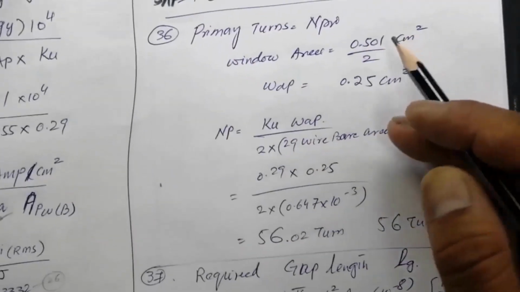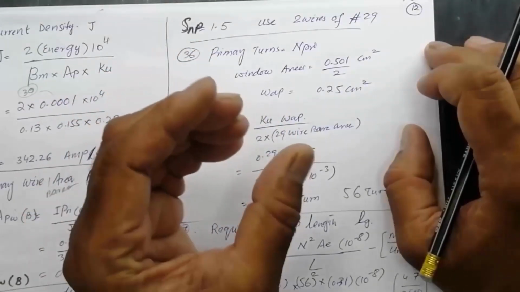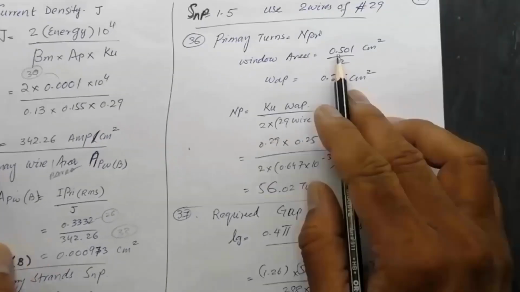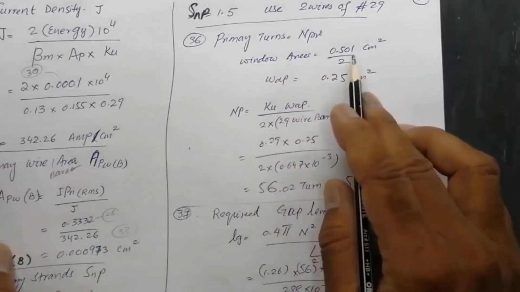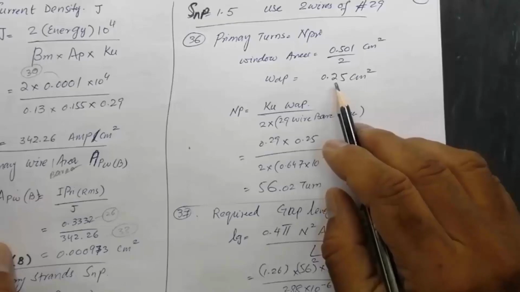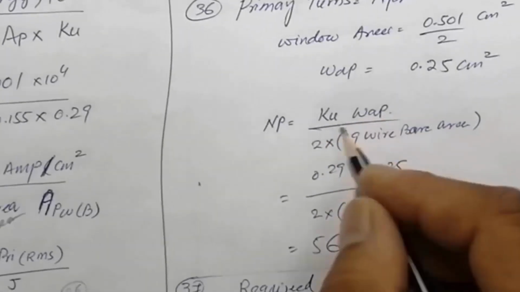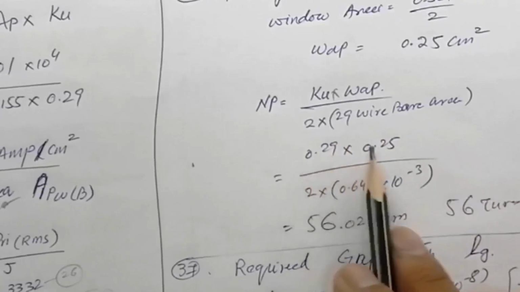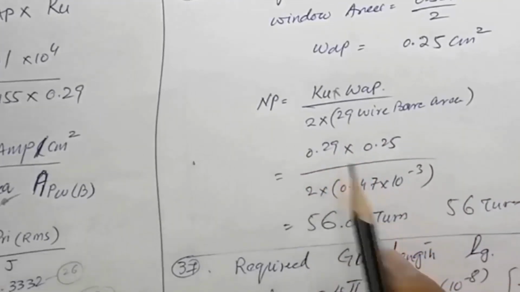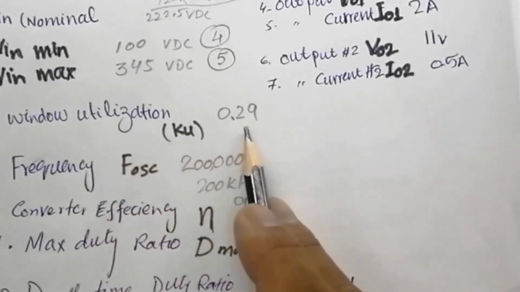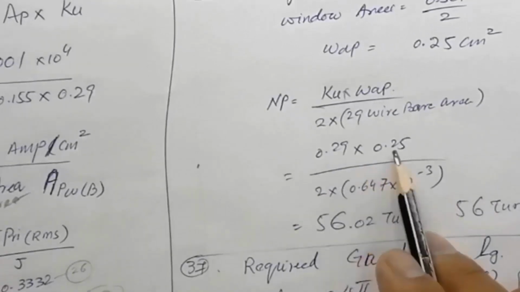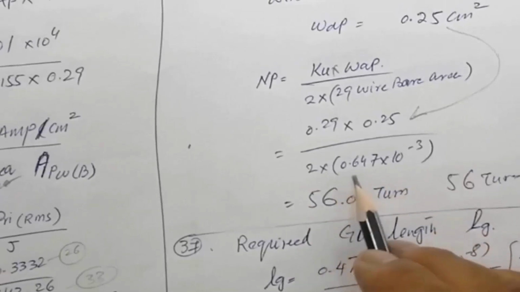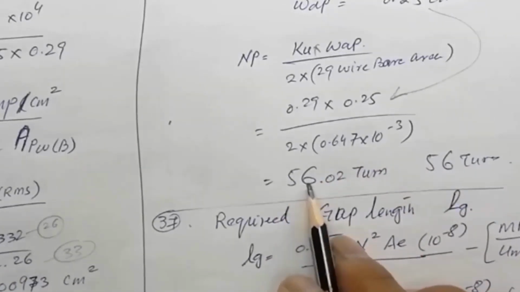So now calculate the primary turns. Our calculated window area is for primary and secondary, so we have to define the primary window area. 0.501 centimeter square is the window area, divided by 2, and our window area for the primary is specified as 0.25 centimeter square. So Ku multiplied by the primary window area divided by 2, and the 29 number wire bare area. 0.29 is our factor, which we call the window utilization factor Ku, multiplied by this window area, divided by 2 wires' bare area for 29 number gauge. So our turns are 56 turns.